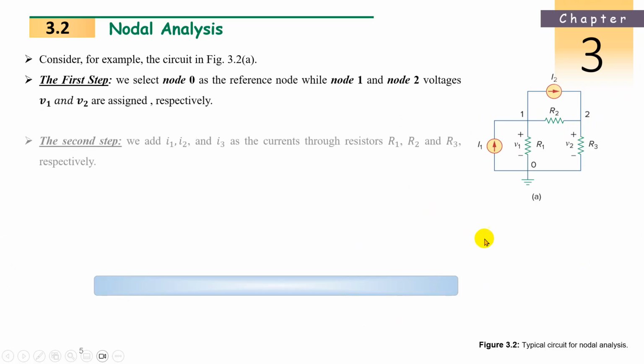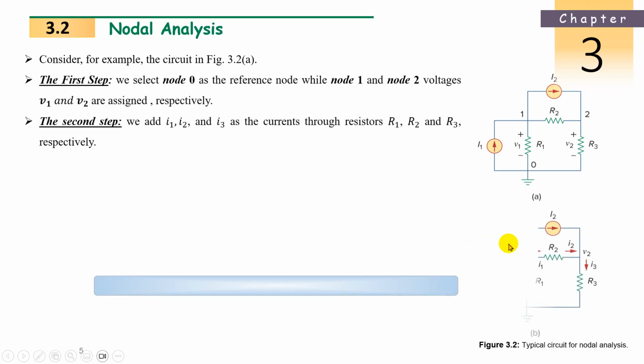Check here. Okay, see, I assumed left to right for I2. The remaining is okay as it is. That is V2 to 0, top to down. Here also up to down, V1 to 0.